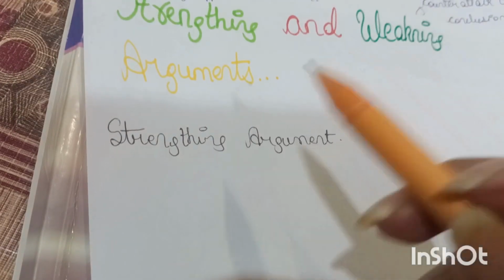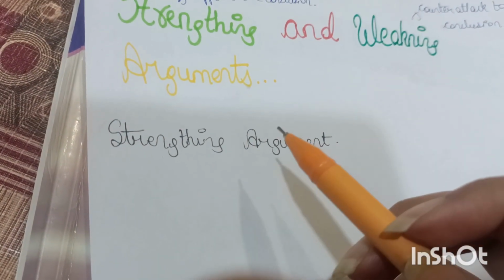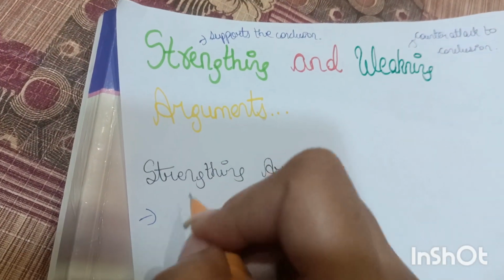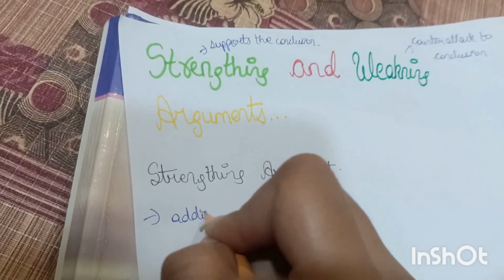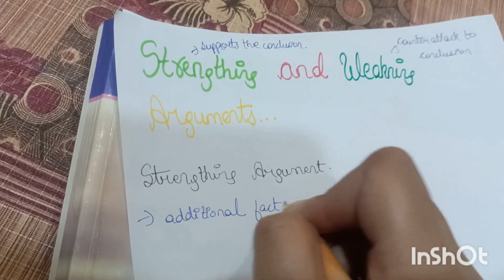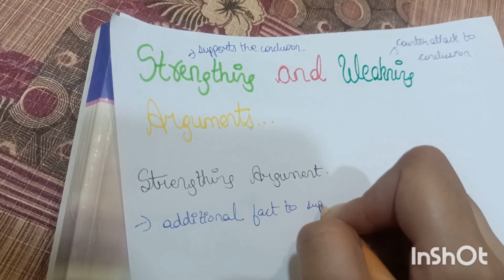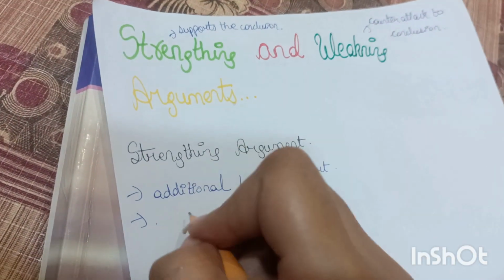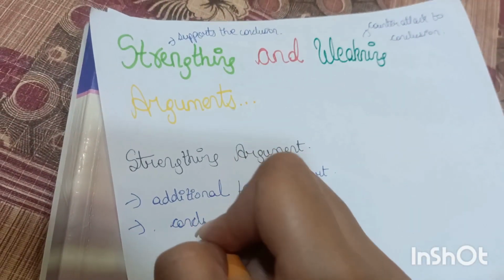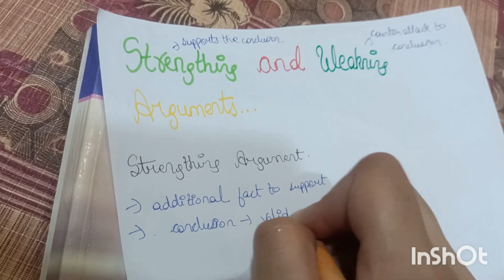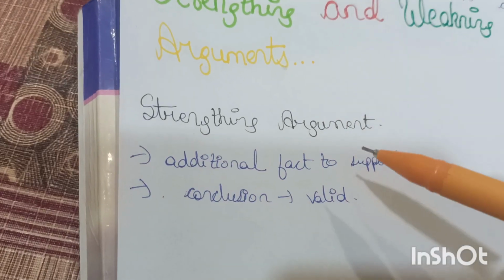So how do we see a strengthening statement? You can see those statements that add additional fact to support the statement. And another is the conclusion, and the statement should be valid according to the conclusion. Understand these two points again.